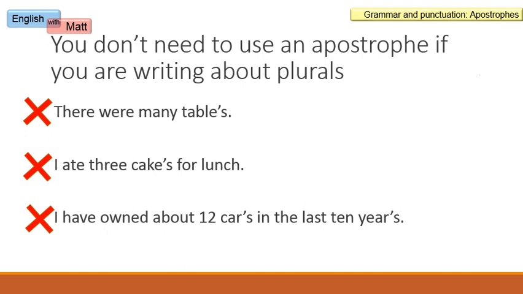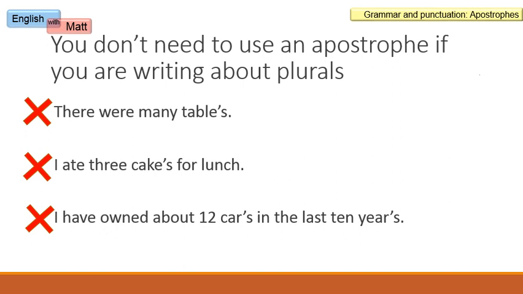When you're writing about a plural, you don't need an apostrophe at all. And it's the same in the second one. When you're talking about more than one cake, you just put cakes without the apostrophe. And it's the same with cars and years in the third sentence as well. So don't feel that just because a word ends in S, it needs an apostrophe. It only needs an apostrophe if the thing belongs to something, or owns something, I should say, or if you're removing a letter. None of these examples fit that criteria.